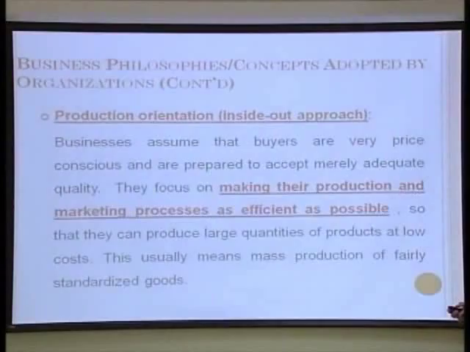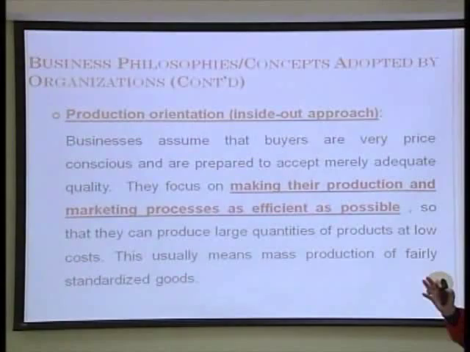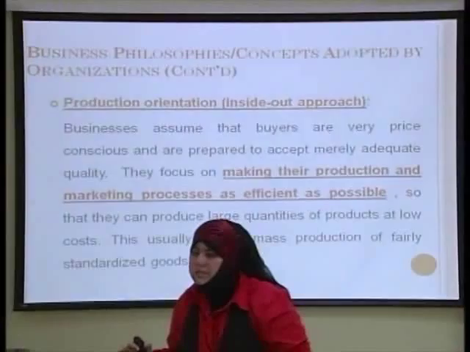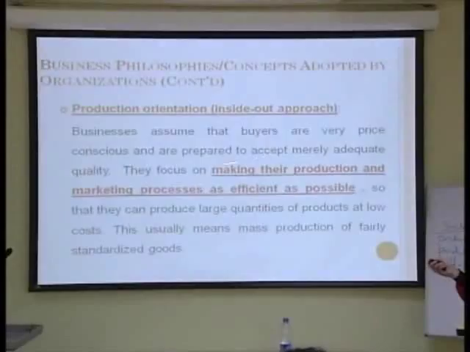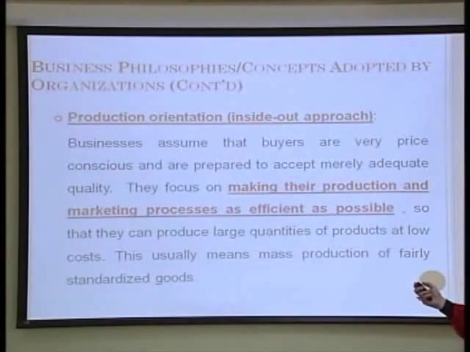All right, the second orientation is the production orientation. Here, businesses assume that buyers are very price conscious. They care about having reasonable prices, okay? They care about having lower prices. All right? So the businesses here assume that buyers are very price conscious and are prepared to accept merely adequate quality. If you give me adequate quality with low price, I'll be happy as a customer. This is what such businesses assume.